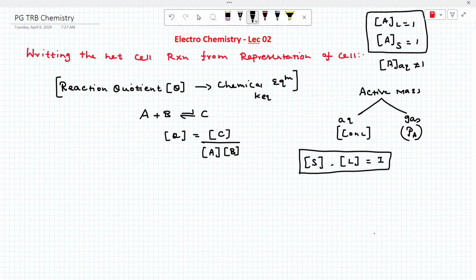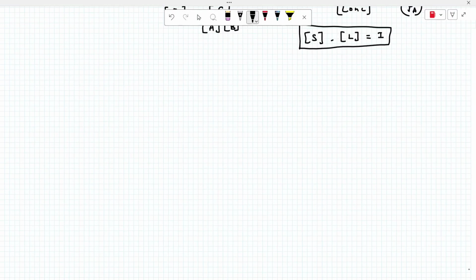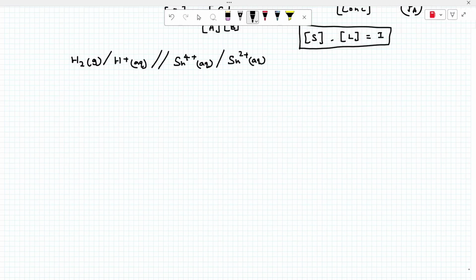Let's start now. First reaction, please note: hydrogen gas, H plus aqueous, double dagger, Sn4 plus aqueous and Sn2 plus aqueous. Anyone tell me, is the cell representation complete or incomplete? Anyone? I taught this last class. Is this cell representation complete or incomplete? Incomplete. What can we use?